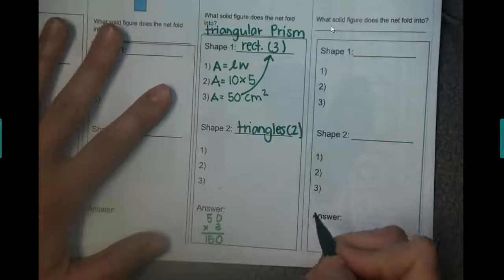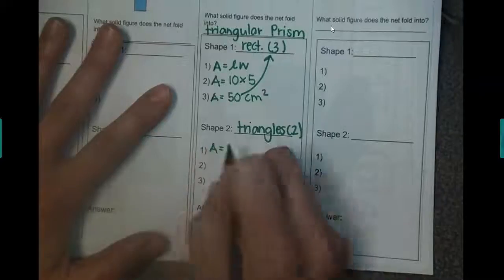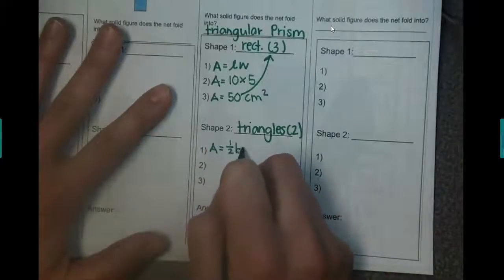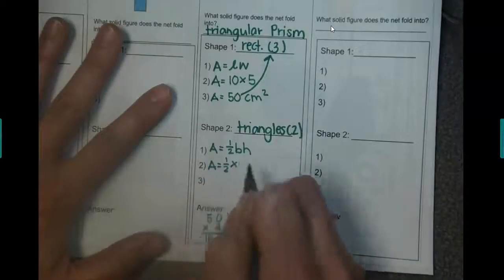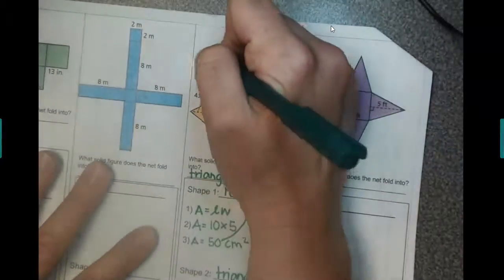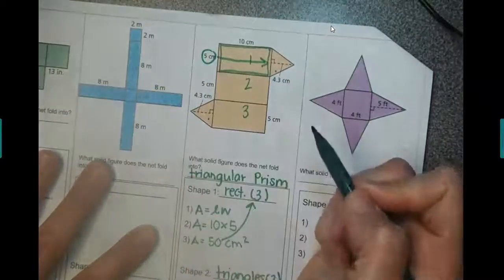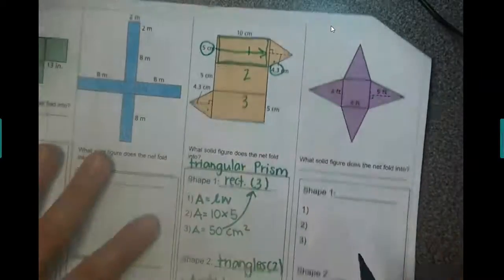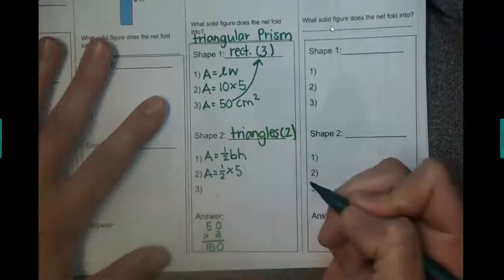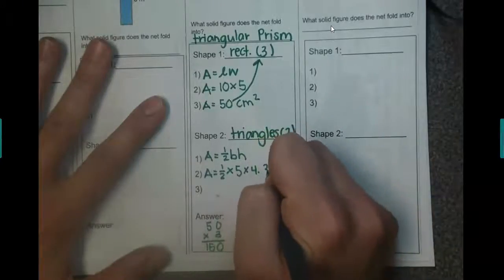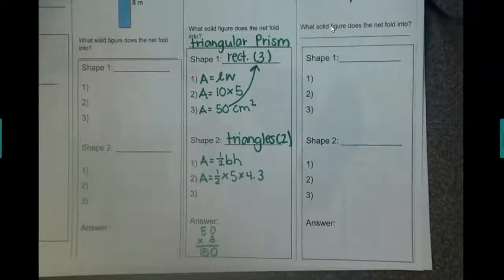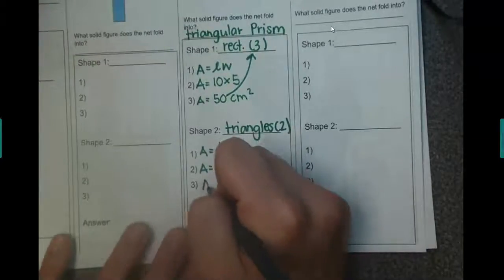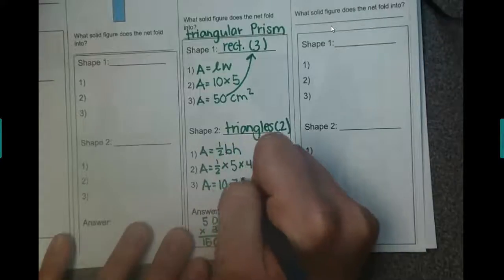Now let's look at our triangles. For our formula, it's A equals 1/2 base times height. A equals 1/2 times, and if it's 5 over here, I'm transferring my 5 right here. And then my height is 4.3. So my base was 5, my height is 4.3. So in your calculator, you're going to take 1/2 times 5 times 4.3. And so the area of one of the triangles is 10.75.